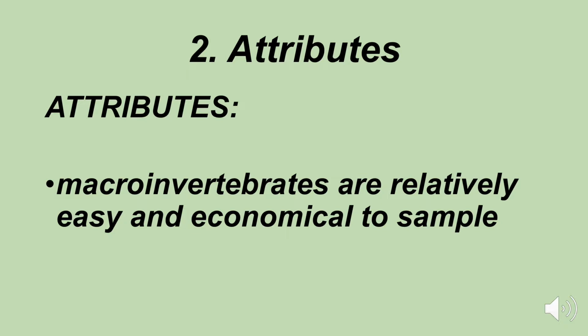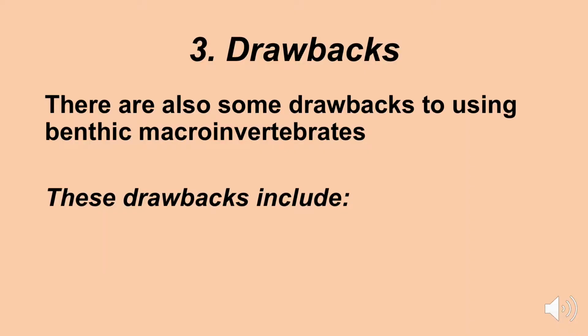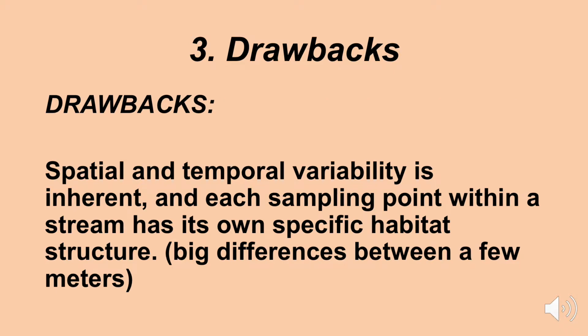Now, with all biological indicators, there are a few drawbacks. The primary drawbacks that I think are important are that spatial and temporal variability is inherent. Each sampling point within a stream has its own specific habitat structure, which means you can take a sample at point X in the stream and just walk 2 or 3 meters upstream, and you'll see big differences within a few meters. Thus, we have to have a good sampling regime.